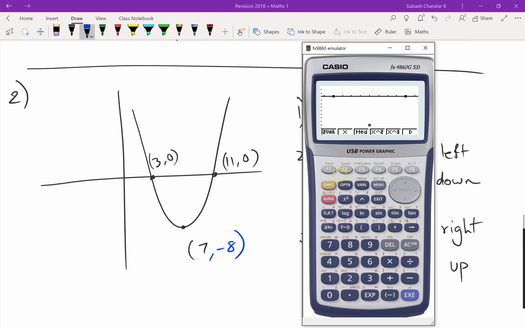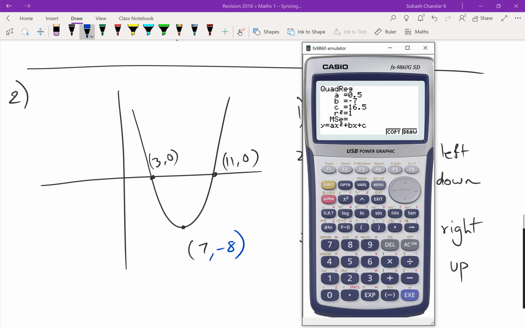Graph 1, calc. Have I made a mistake again? 3, 0, 11, 0, 7, -8. Does that look right, folks? Lovely. I'm not getting one single yes.